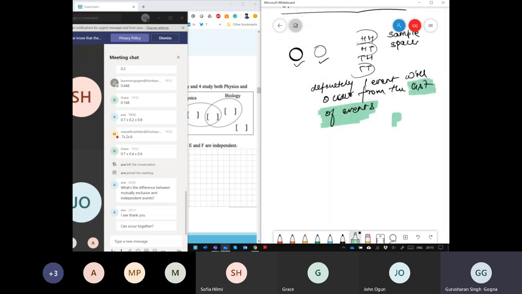Okay, so generally mutually exclusive or independent events they can ask you. I haven't seen any question related to exhaustive events, but exhaustive events is the list of events which covers your whole sample space. So nothing can come outside that space basically.